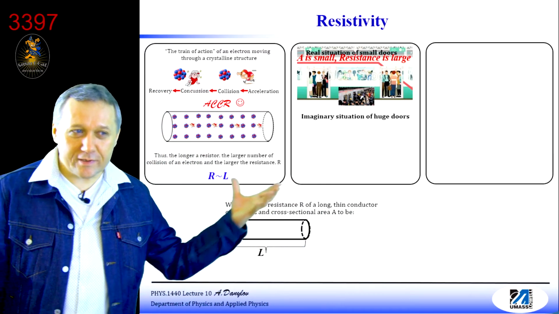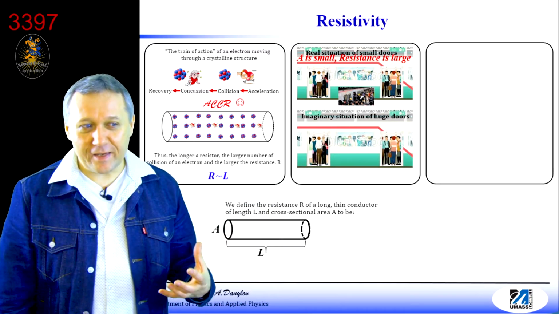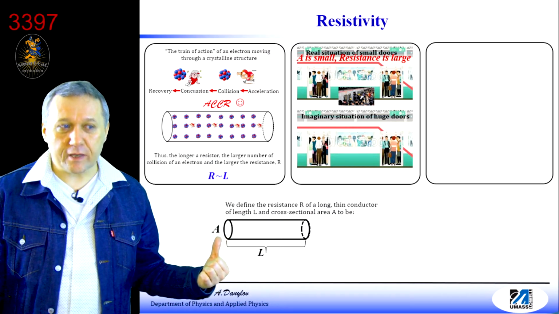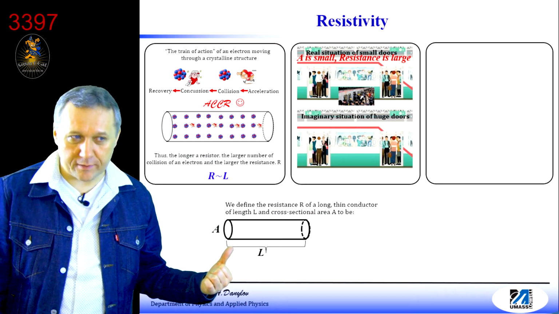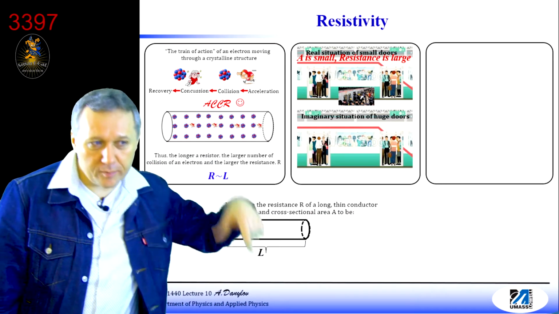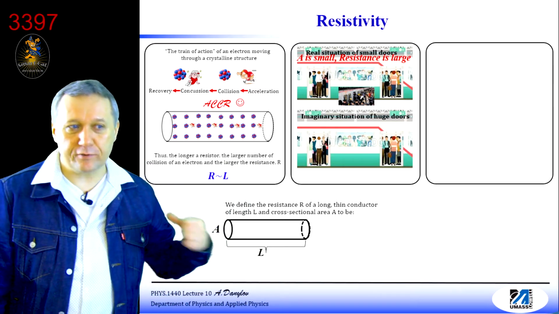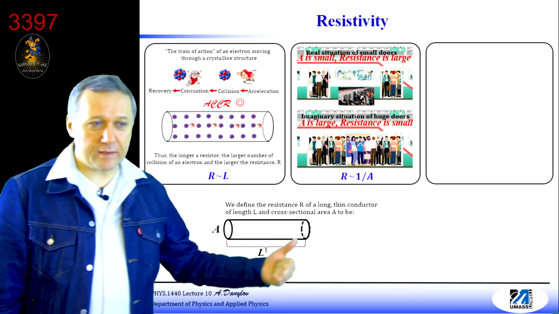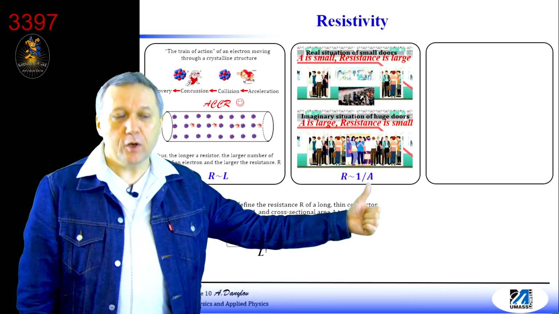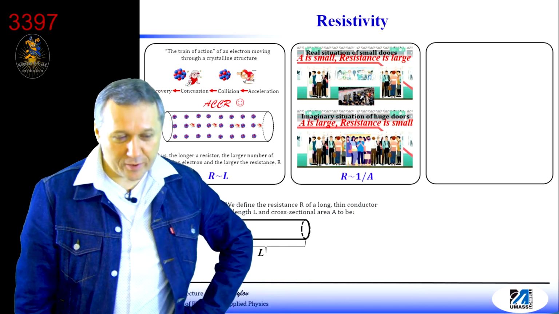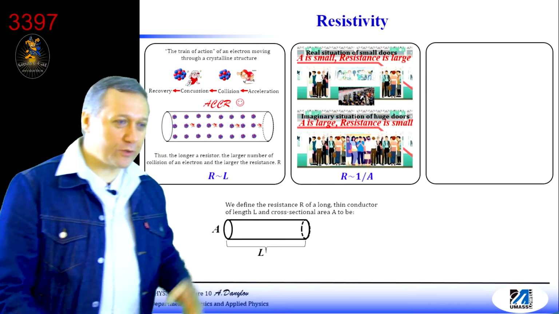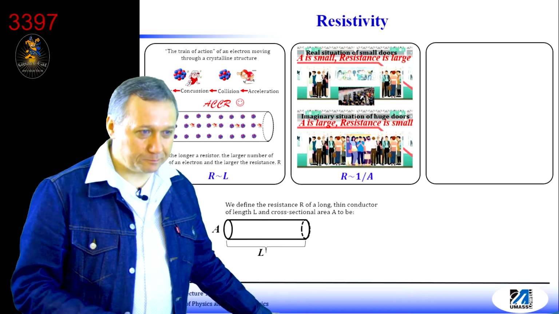So now using these arguments, I claim that the cross-sectional area must be in the denominator, downstairs of the expression for R, and the same happens with these electrons. As a result, I can write that R is proportional to 1 over A, where A is the cross-sectional area. Okay, so now we introduce two quantities. Now the last one.